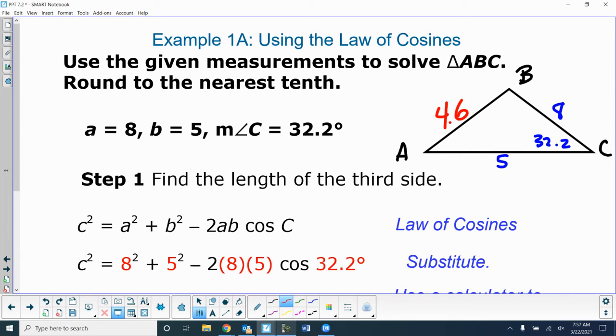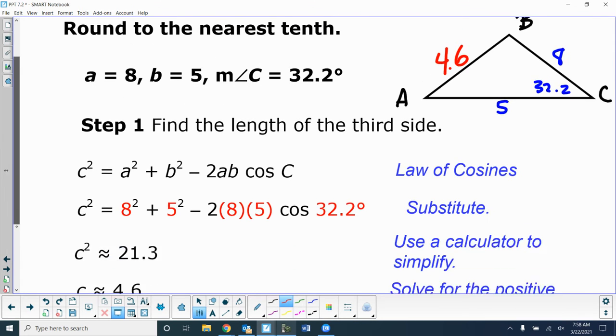Now I have an angle and its opposite side, so now I can use law of sines. But when we go from law of cosines to law of sines, we always go for the smaller of the two remaining angles. So which one's smaller, A or B? Which one has the shortest side? B. So you want to go for angle B. So you go for the smaller of the two.